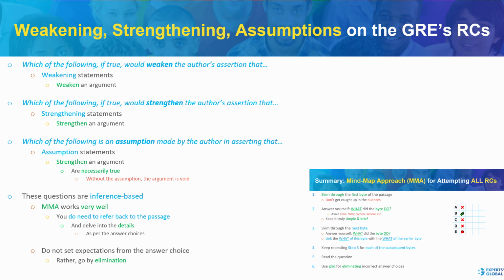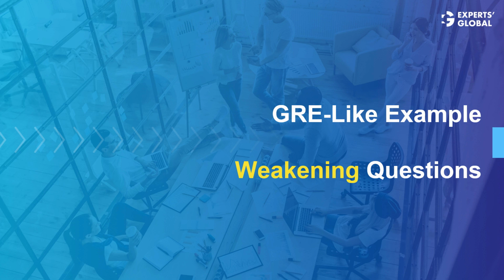In the last lesson, we discussed the approach for weakening, strengthening, and assumptions questions on the GRE's RCs. In this lesson, we would be applying the approach on a GRE-like example. Before we do so, you may want to pause the video and revise the approach. Let us now take a GRE-like example.